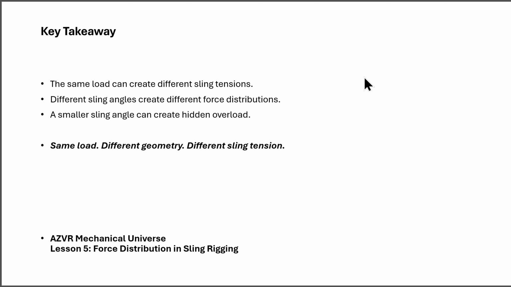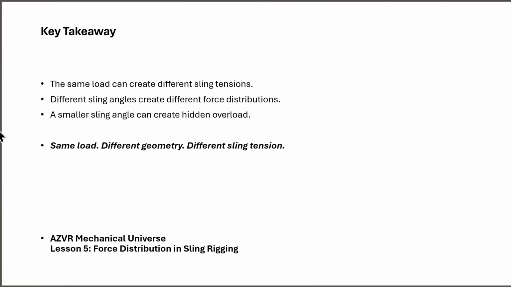Key takeaway. The same load can create different sling tensions. Different sling angles create different force distribution. A smaller sling angle can create a hidden overload. Same load, different geometry, different sling tensions.